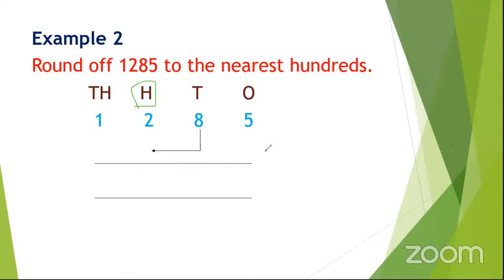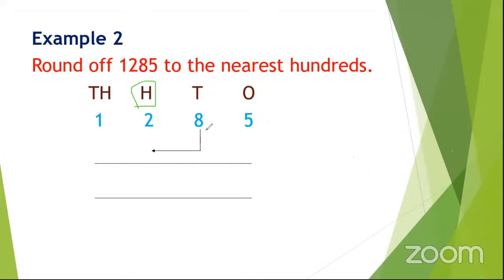Now we look for the digit. They are saying round off to the nearest hundreds. And now we are looking for the place value that is near hundreds. Who can identify that place value? Hands up. I want to see the hands up. Yes, Tessie? Tens. Good. So the nearest place value in this case is tens.